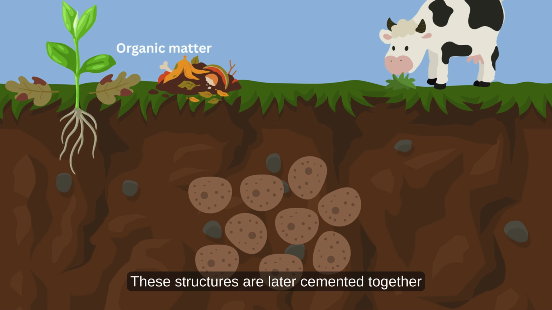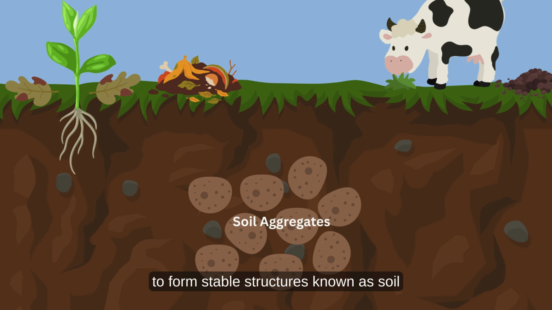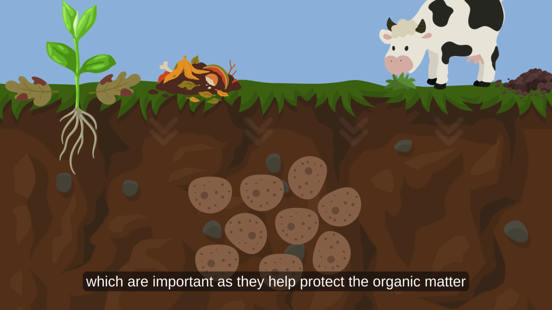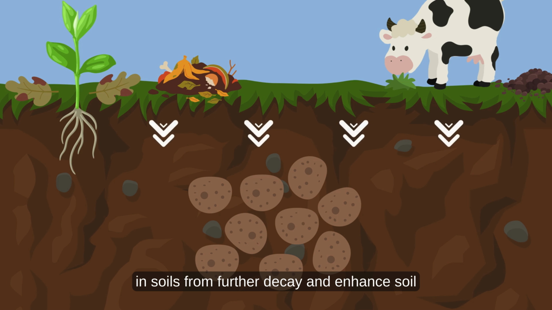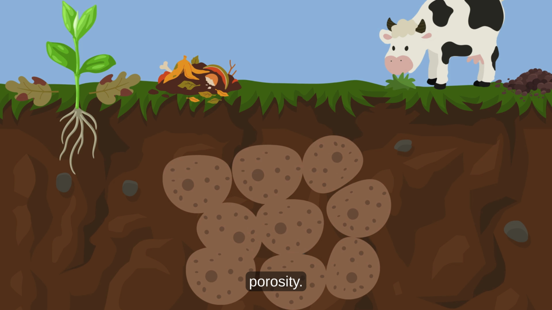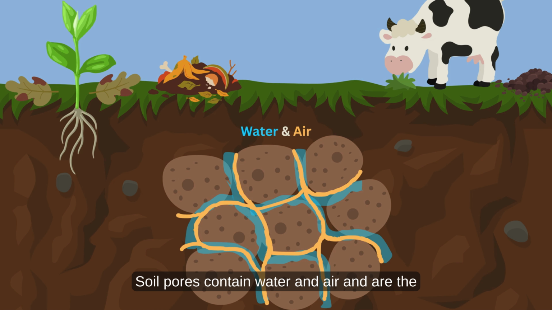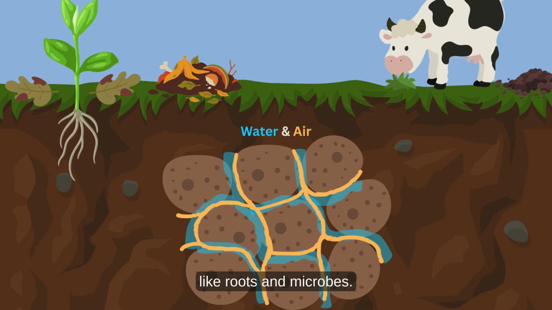These structures are later cemented together with other minerals and larger organic particles to form stable structures known as soil aggregates, which are important as they help protect the organic matter in soils from further decay and enhance soil porosity. Soil pores contain water and air and are the habitat for much of the soil life, like roots and microbes.